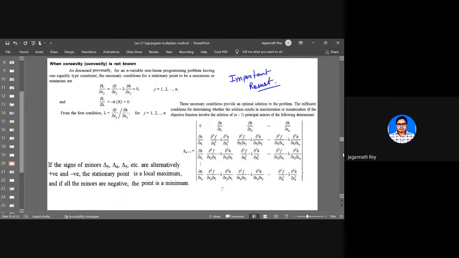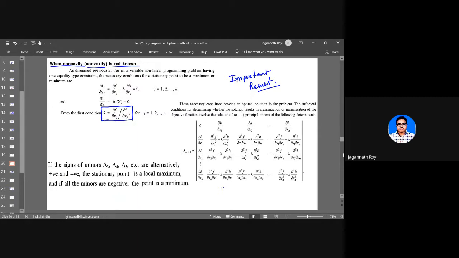Okay. So when the concavity and the convexity is not known, for example, this is only optimized, then we can directly find out these lambda values are of this form. And then we try to find out this delta n plus 1, which is a principal minor. It's a determinant of these functions. So this would be delta 2.